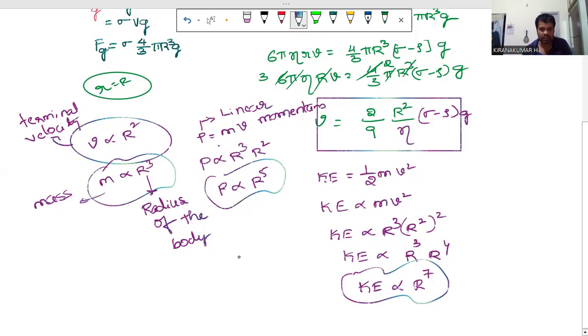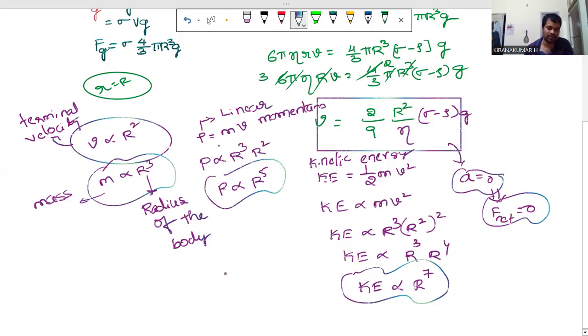So you have learned kinetic energy, momentum, mass and velocity, all the cases. This case is very important. It is the case when the body moves with terminal velocity, so acceleration is zero. If acceleration is zero, what is the meaning of that? The net force acting must be equal to zero. That is the case of terminal velocity. Now, you need to look at the different types of questions based on this and solve them.